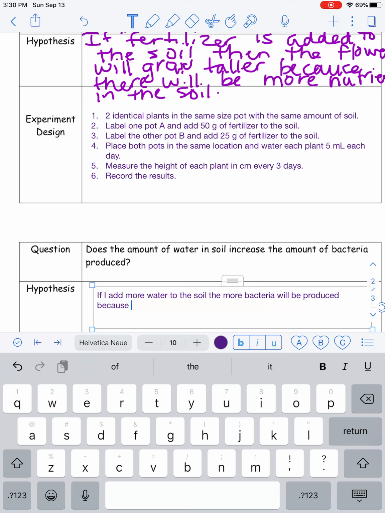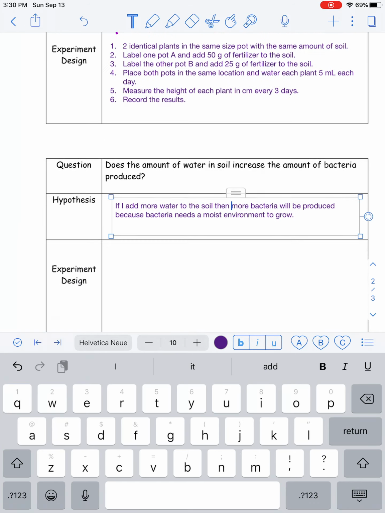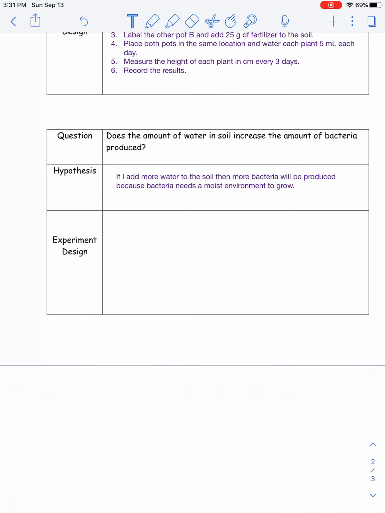because bacteria needs a moist environment to grow. Okay, so that's my if and my then, because hypothesis, this is what I'm kind of thinking. So how am I going to design an experiment? Okay, so what would I do?